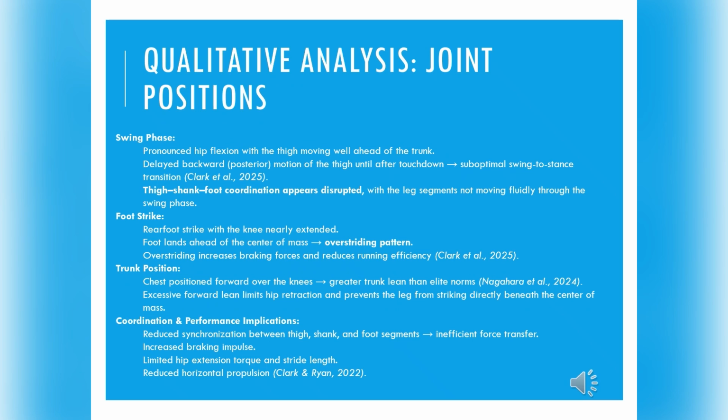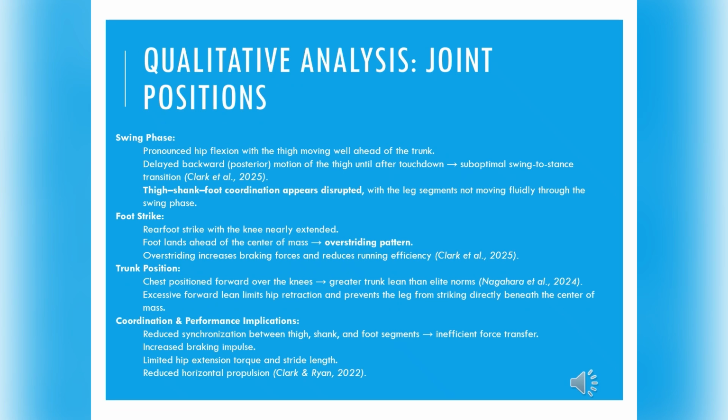At foot strike, the athlete made contact with a rear foot strike pattern, and the knee was nearly extended, placing the foot well ahead of the center of mass. This forward foot placement reflects an overstriding pattern, which typically increases braking forces and reduces running efficiency, according to Clark and colleagues in 2025.